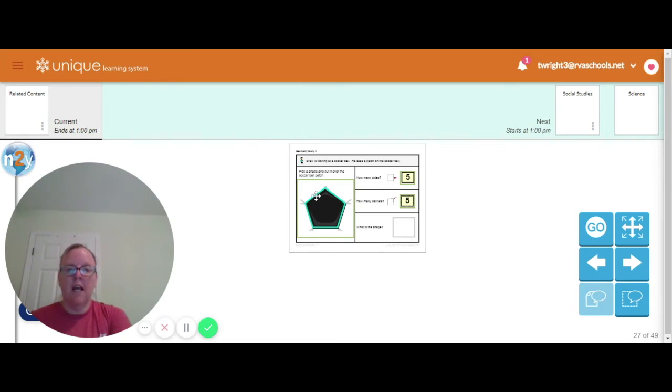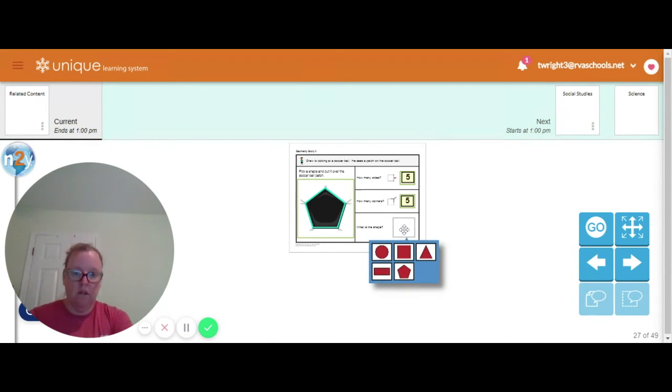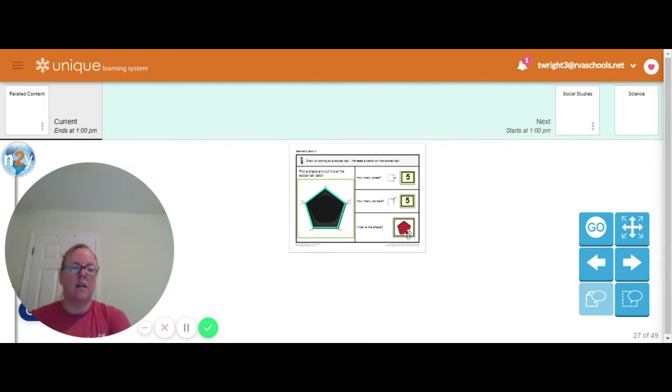All right, what is the shape? If it has 5 sides, is it a circle, a square, a triangle, a rectangle, or a pentagon? If you pointed to pentagon, you are correct. Nice job.